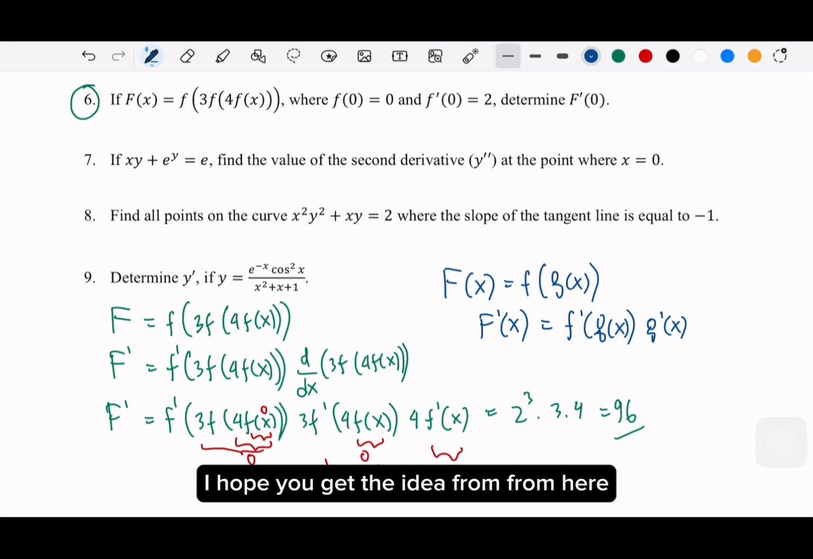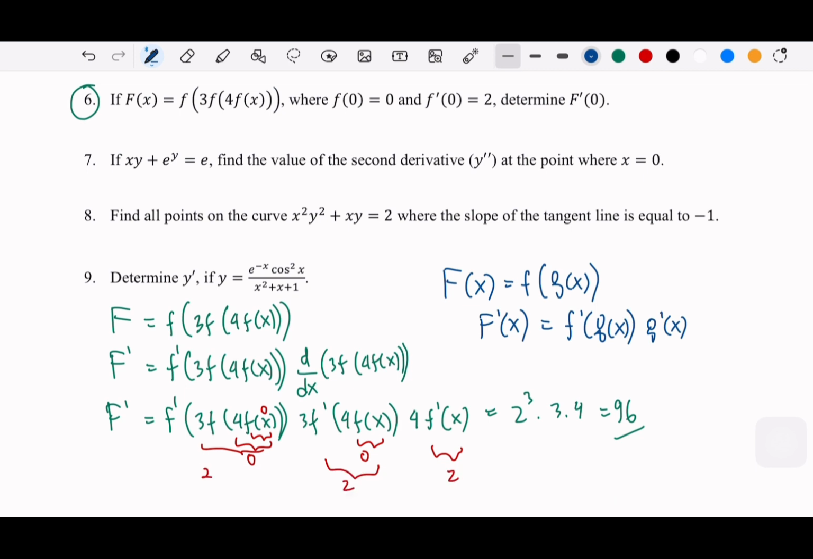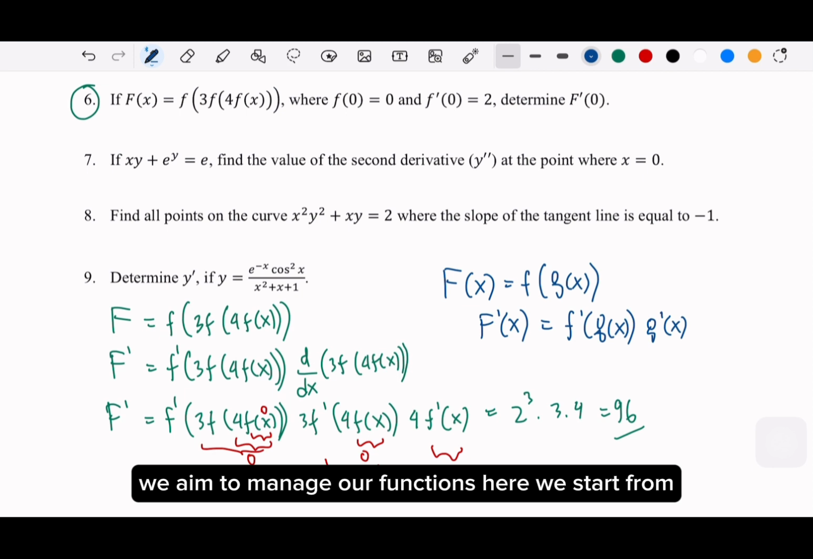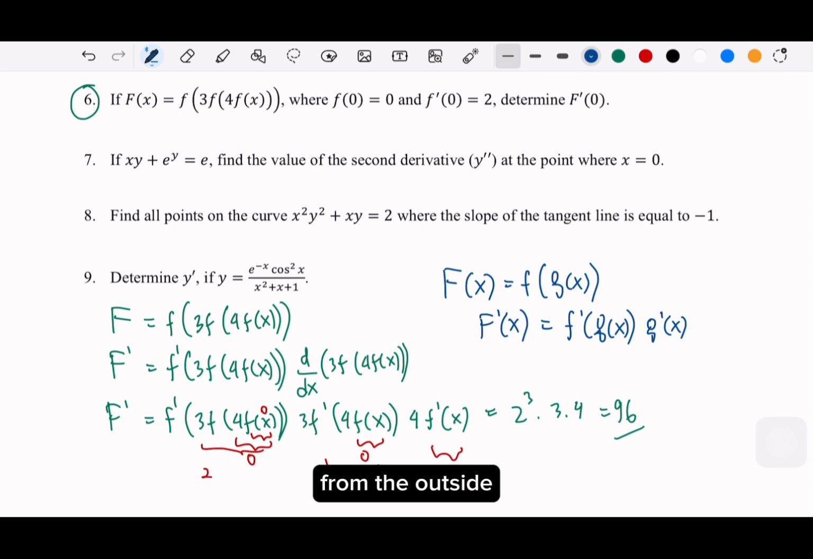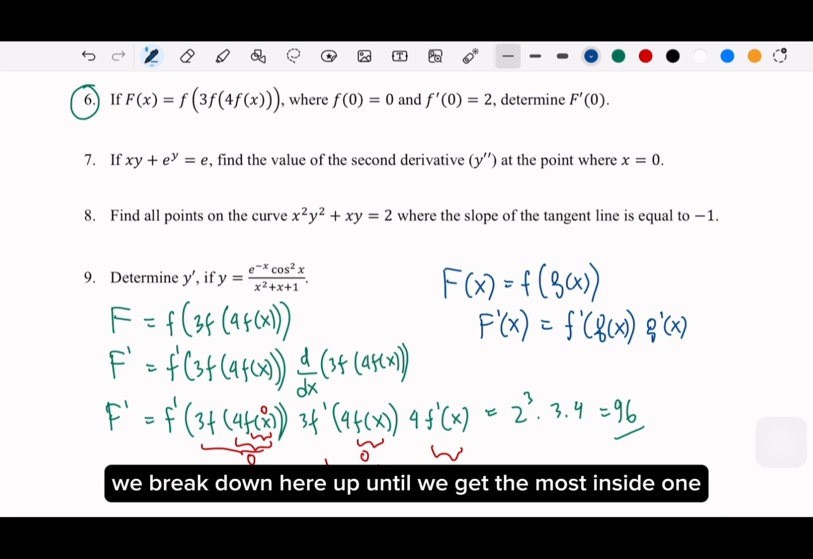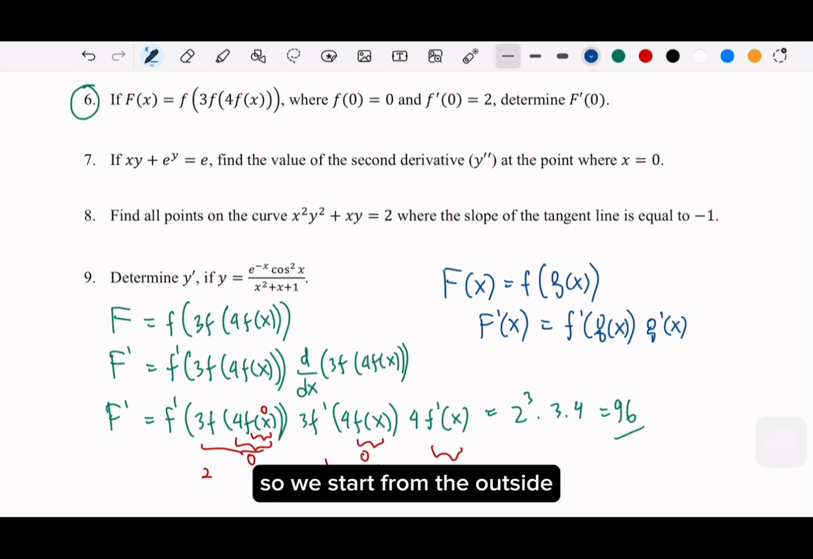I hope you get the idea. From here, we implement it into our functions. So we start from the outside, we break down up until we get the most inside one. So we start from the outside and then the inside.